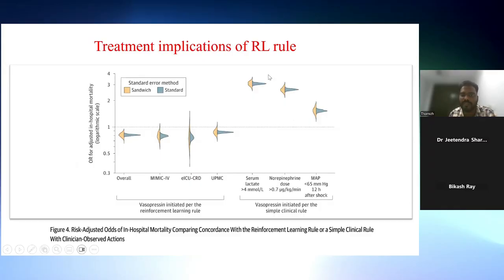This is the comparison of the adjusted odds ratio in the clinician observed actions with the simple rules of vasopressin initiation. Like what if the serum lactate is more than 4? We can see from the diagram that the odds ratio is more than 1, and it is showing high risk for mortality. Similarly, when the norepinephrine dose is more than 0.7, the mortality is higher. Similarly, if MAP is less than 60, when we wait till MAP is less than 65 or for 12 hours after shock, the mortality risk is showing higher.